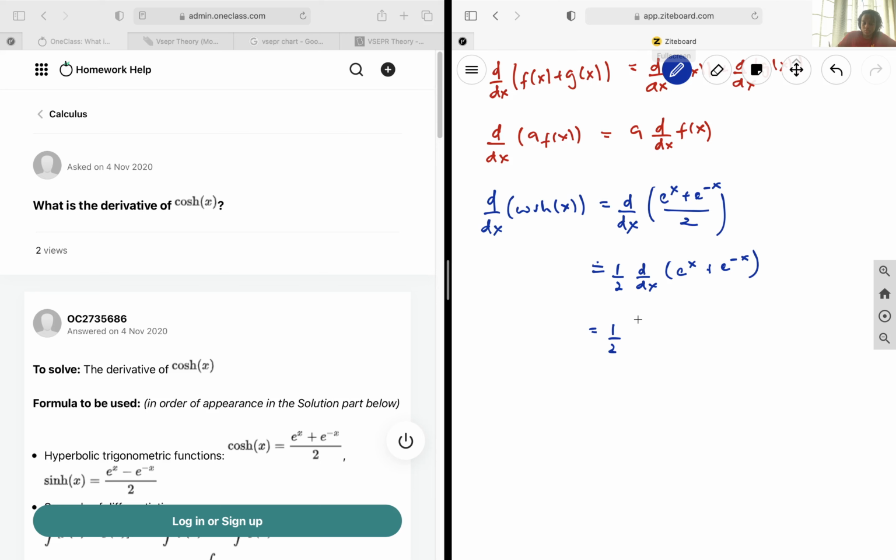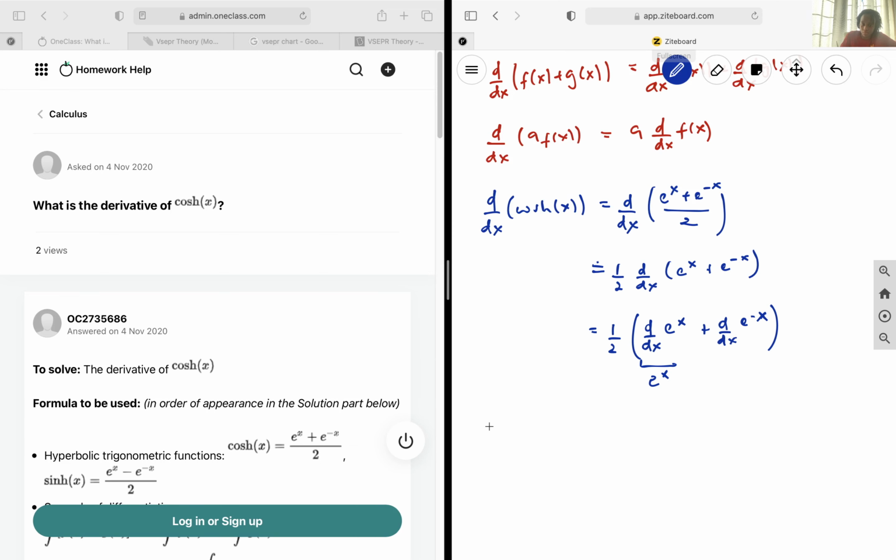This would be 1 over 2 times d over dx of e to the x plus d over dx of e to the minus x. Now we know this already is going to give us e to the x. This is a different case because we have the minus in front of the x. So let's go ahead and figure out what that is.